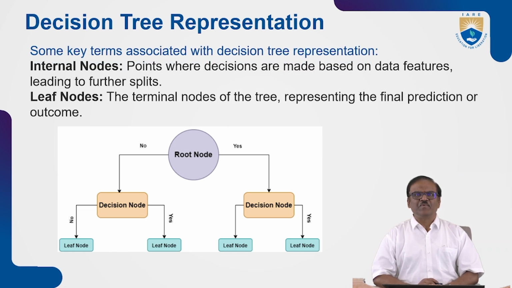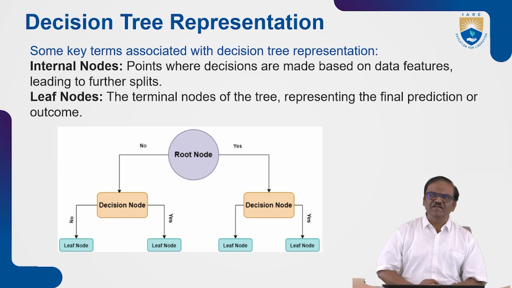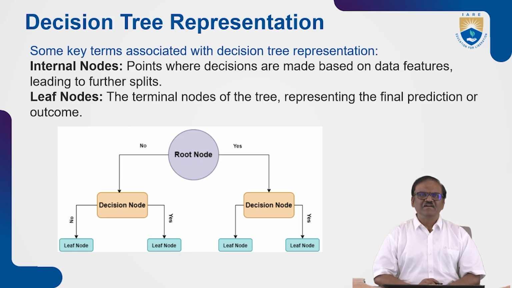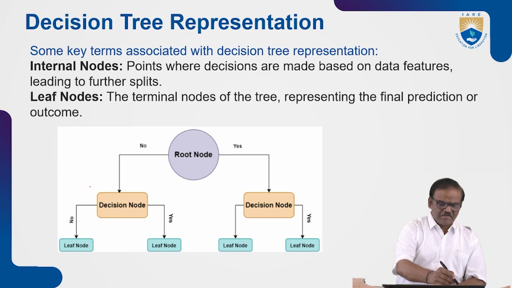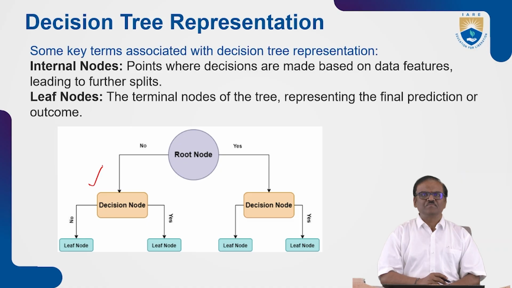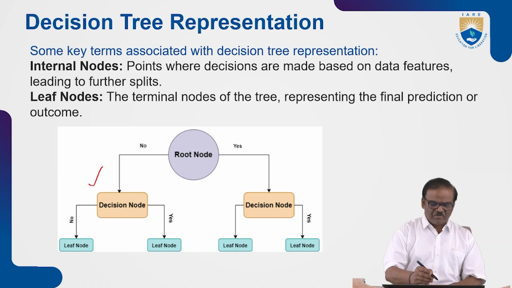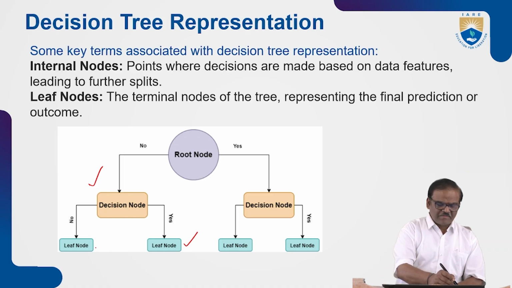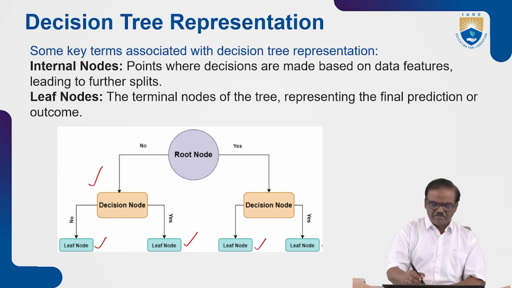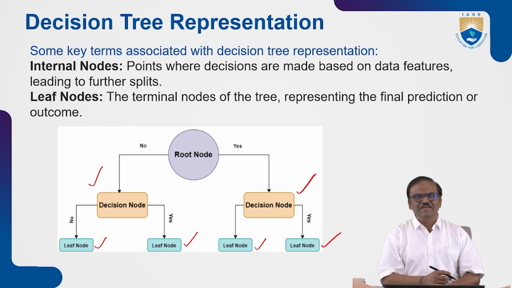Internal nodes are the points where decisions are made based on data features, leading to further splits. So, this can be an internal node. Leaf nodes are the terminal nodes of the tree, representing the final prediction or outcome. There will not be further branching here. Here we have branching, and that is what we call the internal nodes or decision nodes.